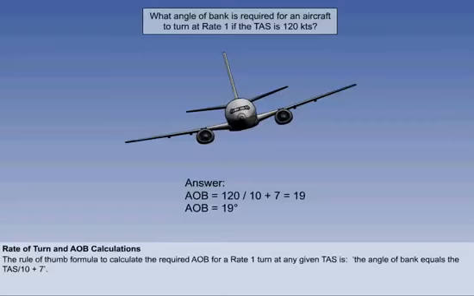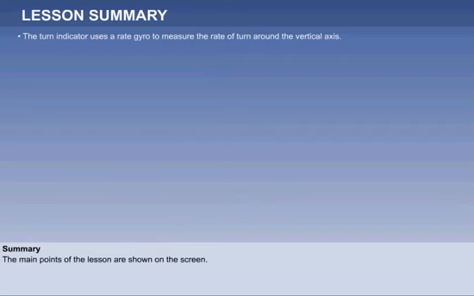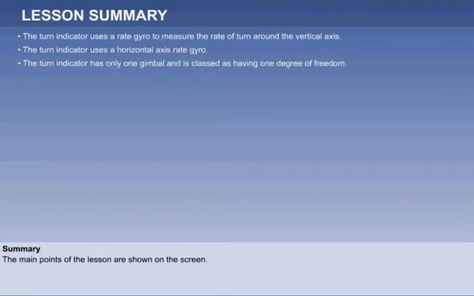This concludes the lesson on the turn and slip indicator. A brief summary of the main points of the lesson follows. The turn indicator uses a rate gyro to measure the rate of turn around the vertical axis. The turn indicator uses a horizontal axis rate gyro. The turn indicator has only one gimbal and is classed as having 1 degree of freedom. The slip indicator gives a direct indication of the state of balance of the turn.